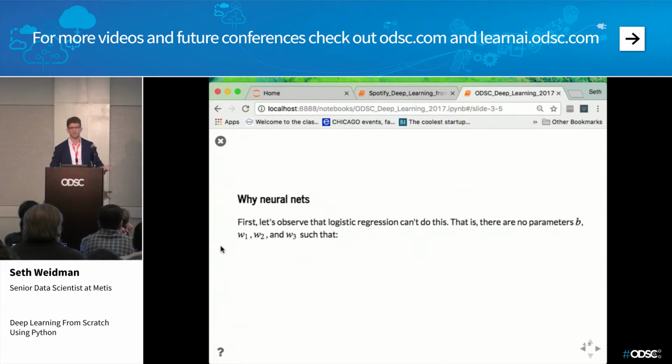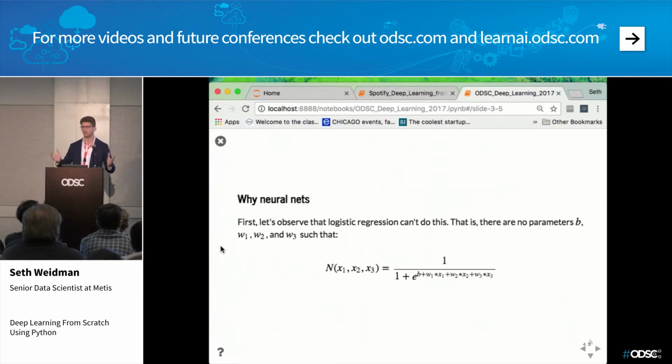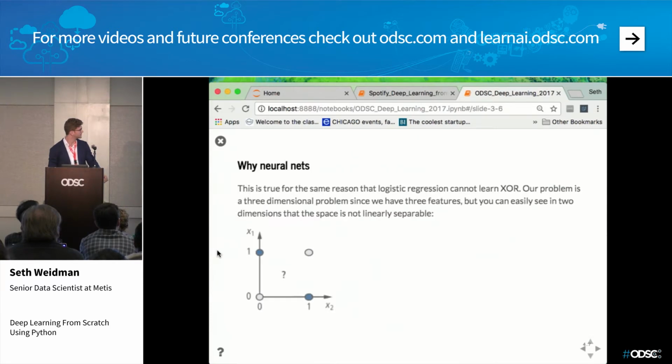Well, first of all, why do we need something more complicated than just a traditional stats technique like logistic regression? Well, many of you have probably seen this before, but this is not a linearly separable problem. If you randomly generate this data, this is a 3-dimensional version of the XOR problem that's often shown in this context, but you can't just draw a line in 3-dimensional space, or a hyperplane in the case of 3 dimensions, that separates these points into all the ones on one side and all the zeros on the other side. So this is the same reason why you can't use logistic regression to learn XOR. It's just not a linearly separable problem.